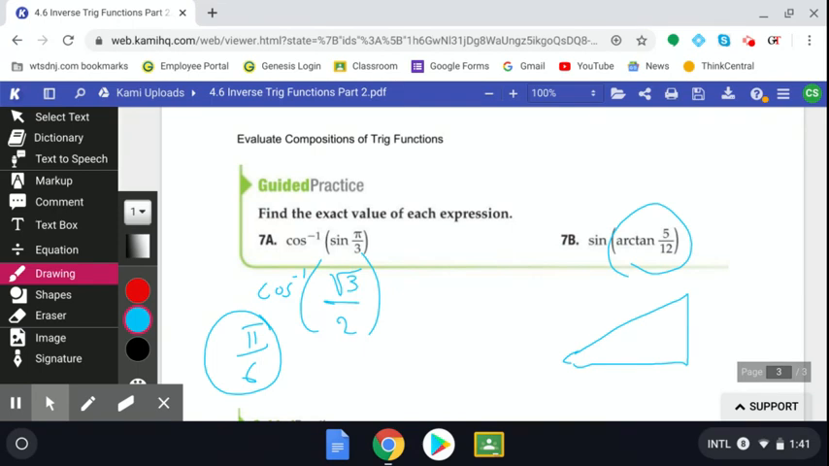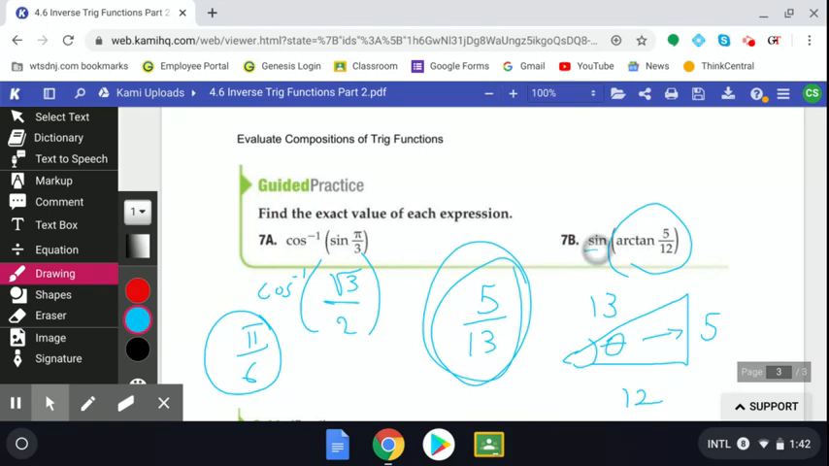Tangent is opposite over adjacent, right? So let's say this is my angle here, theta, and opposite is 5, adjacent is 12. I can clearly see that this is going to be a Pythagorean triple, so the hypotenuse has to be 13. So the sine of this angle would be opposite over hypotenuse, so it would be 5 over 13. I don't need to know what the angle is because they're asking me for sine of that angle. So my answer here would just be 5 over 13.